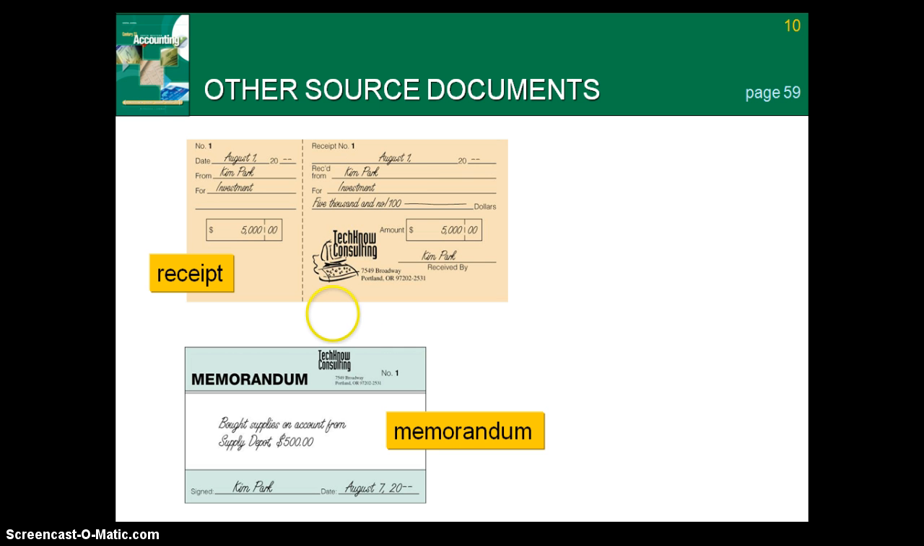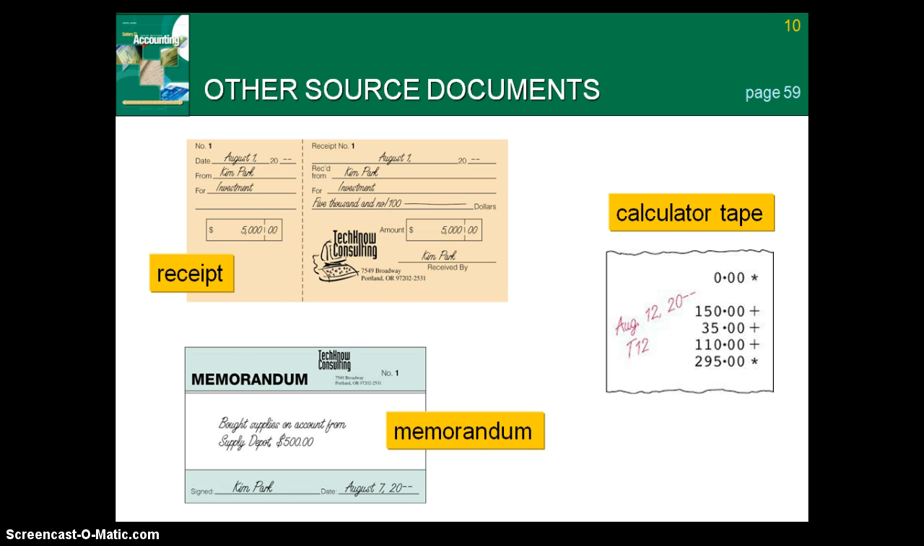We also have memos. These are just brief messages. They either describe a transaction or they provide more information, or it just serves as a source document if there's nothing else around. So in this case, you bought supplies on account from Supply Depot. You don't have an invoice, you did not receive an invoice from the other company, so you have to use a memo. Once again, you have to account for each memo. Each one is pre-numbered. M, as in monkey, is your abbreviation.